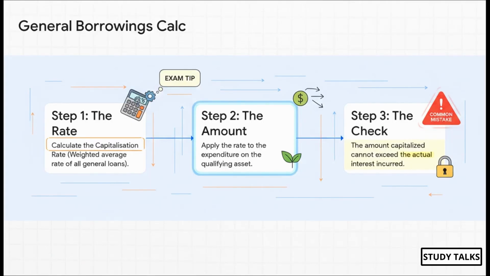Now, general borrowings are a little more work because you can't trace the money directly, so you have to use a rate. Here's the three-step process you need to nail down. First, calculate a capitalization rate. This is just the weighted average interest rate of all your general purpose loans. Second, you take that rate and apply it to the money you spent on the qualifying asset to figure out how much interest to capitalize. And third, this is a critical safety check. The amount you just calculated can never, ever be more than the actual total interest you paid on all your general loans. It's a ceiling you can't go past.